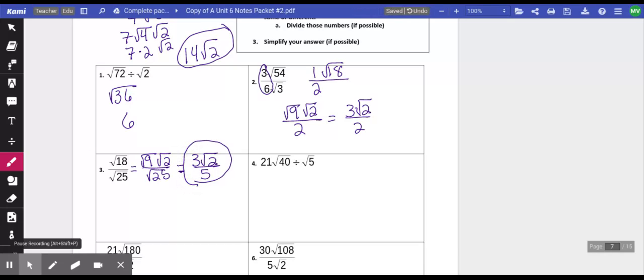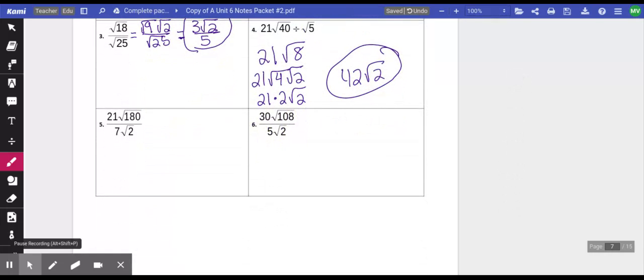Number 4. 21 is on the outside of the radical. 40 is under the radical. 5 is under the radical. So I can divide 40 by 5, which is radical 8. They stay under the radical until I take the square root. 8 has a perfect square factor of 4. So that's radical 4 times radical 2. Square root of 4 is 2. So it's 21 times 2, radical 2. So my final answer is 42 radical 2.